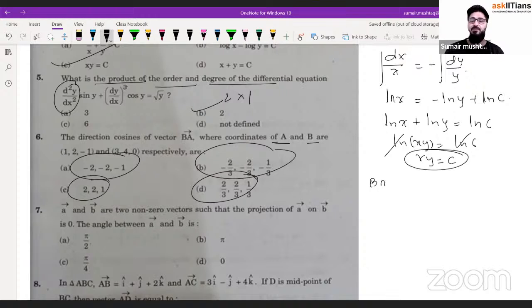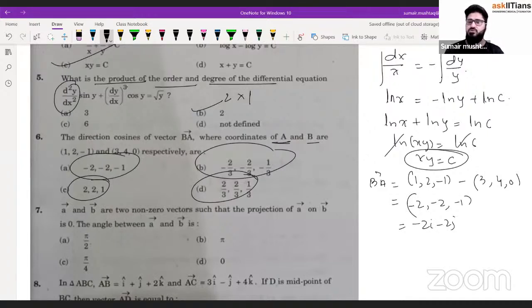So BA will be the position vector of A minus the position vector of B. What is the position vector of A? That is 1, 2, minus 1, isn't it? And what is the position vector of B? Yes, guys, this is 3, 4 and 0. Subtract them. So I got BA as negative 2i, negative 2j, negative k.